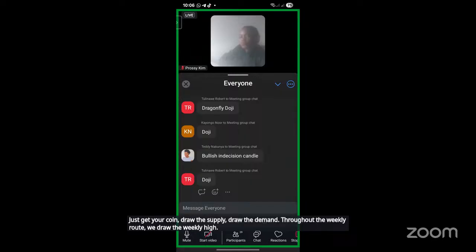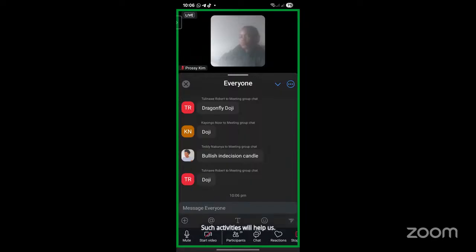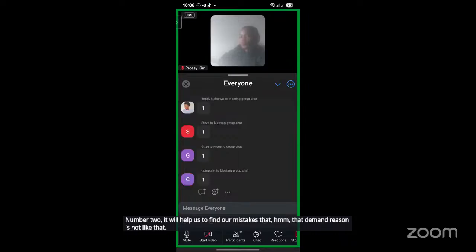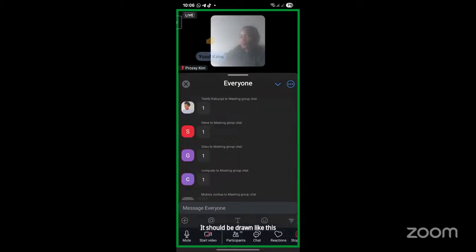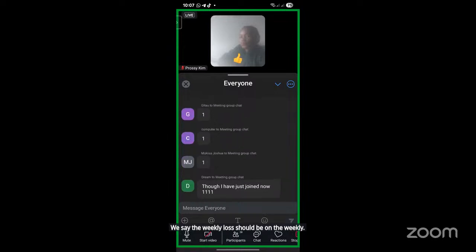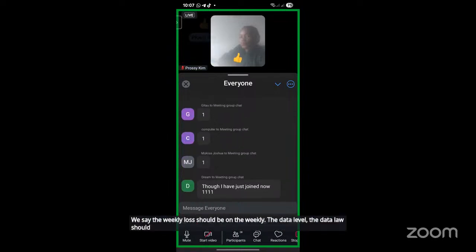Such activities will help us to get familiar with TradingView. That's one. Number two, it will help us to find our mistakes, that the demand zone is not like that, it should be drawn like this. You understand? So we are going to be correcting ourselves. We said the weekly low should be on the weekly, the daily low should be on the daily.